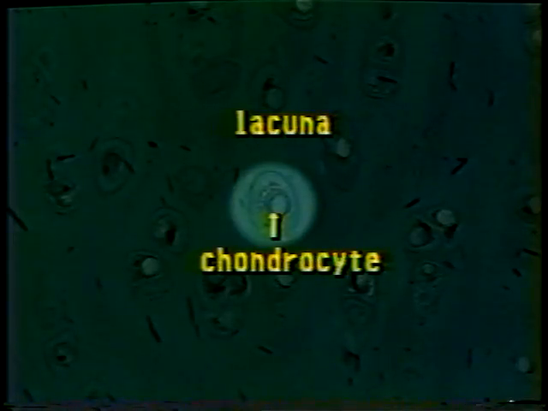The cartilage cell is called a chondrocyte. Cartilage is among the most characteristic of the connective tissues. That is, there are few cells and much matrix, and the function is characteristically supportive.